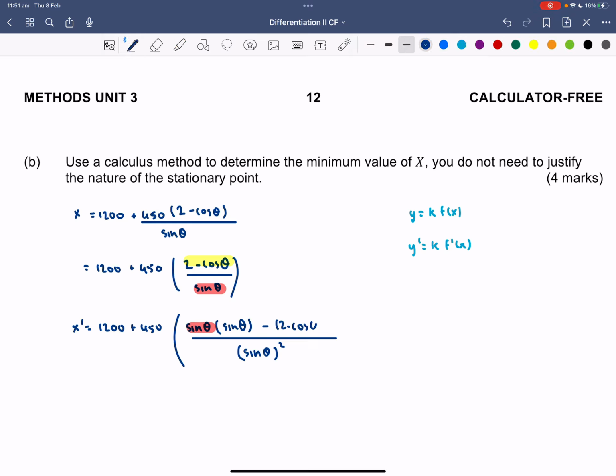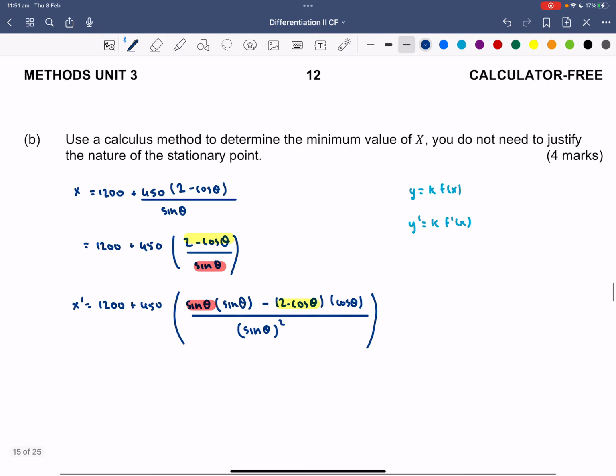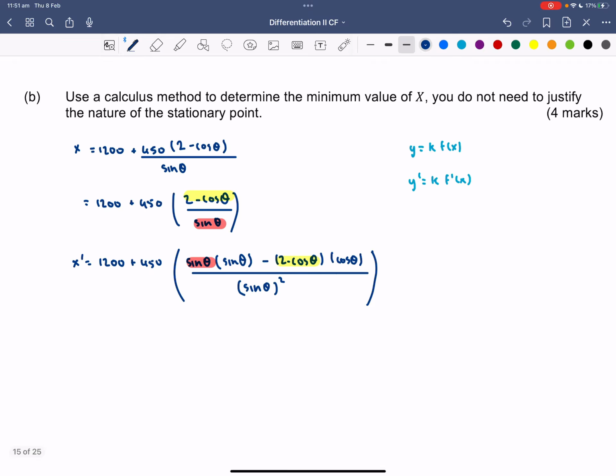So now we copy out 2, take cos theta. And now all we need to do is differentiate the denominator. Derivative of sine theta is just positive cos theta. Alright, perfect. All over denominator squared. So that is x dash, and obviously, sorry, I don't know why I wrote 1200. Derivative of 1200 is 0. So that is x dash.